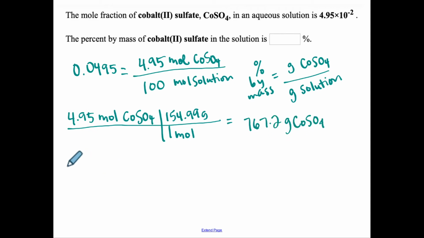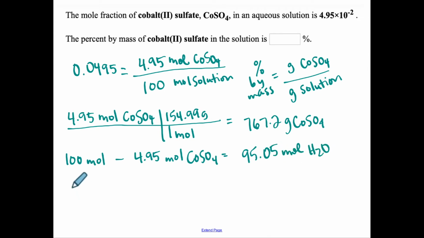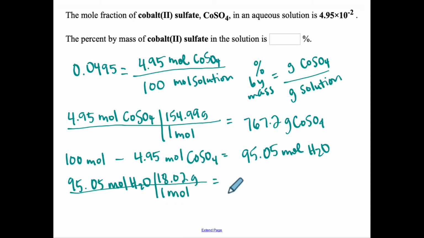Now, if we had 100 moles of solution and 4.95 moles of that are cobalt sulfate, then we must have 95.05 moles of water. So we'll take 95.05 moles of water and multiply by its molar mass to get 1,712.8 grams of water.